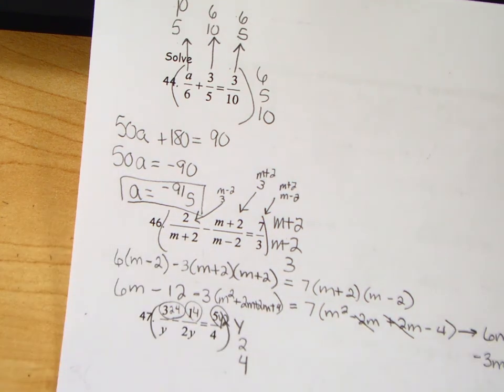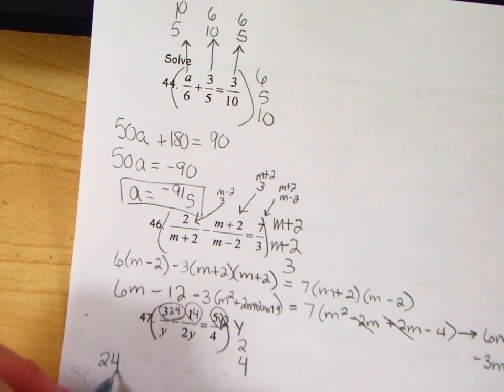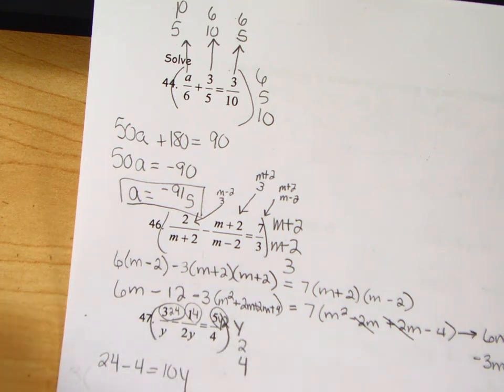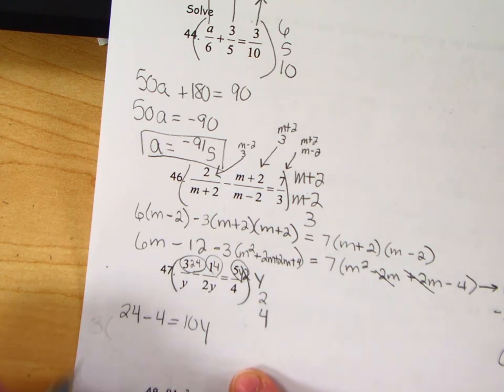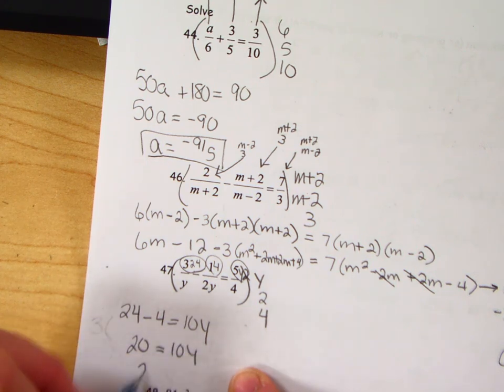Alright, so when I bring things down, 3 times 2 is 6, times 4 is 24, minus 1 times 4 is 4, and 5 times y times 2 is 10y. Look how much better this problem is than any of the others. So that's 20 equals 10y. Divide by 10, 2 equals y.